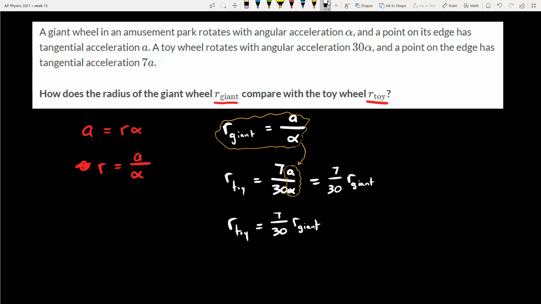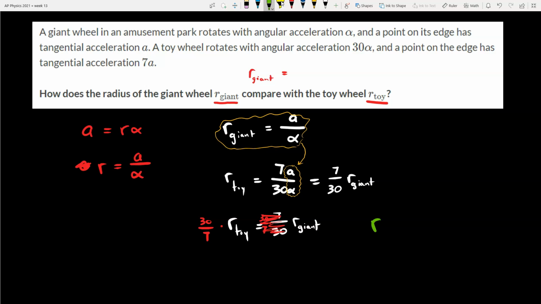Okay, so the question asked us, how does the radius of the giant wheel compare? So I want my answer to say r giant equals. I want that to show what it compares with. This says r toy equals. So let's isolate this radius of the giant wheel. To do that, I'm going to multiply by the reciprocal right here, 30 over 7 on both sides. Right, these cancel out. And so I would be left with this.